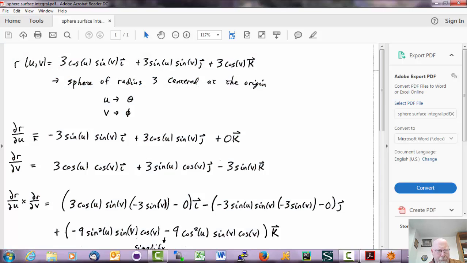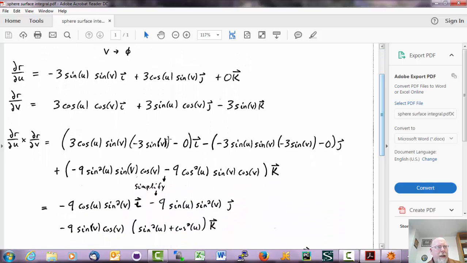And here's where I made the mistake. When you compute dr du, the derivative of cosine is minus sine, the derivative of sine is cosine. But then when you look at the k component of this vector, there's no u's there. That should be 0, and I'm pretty certain I got something that was not 0. That's going to make a big difference in how our computations simplify. Dr dv: the derivative of sine is cosine, derivative of sine, cosine, derivative of cosine is minus sine. So these are now the correct partial derivatives dr du and dr dv.